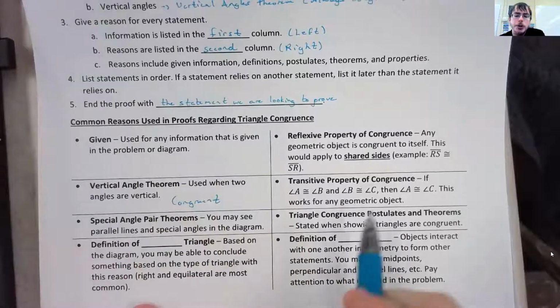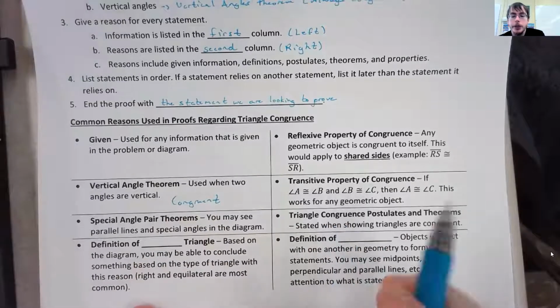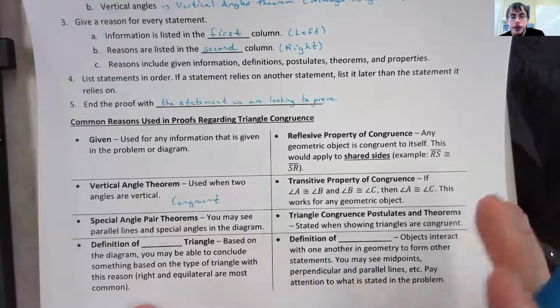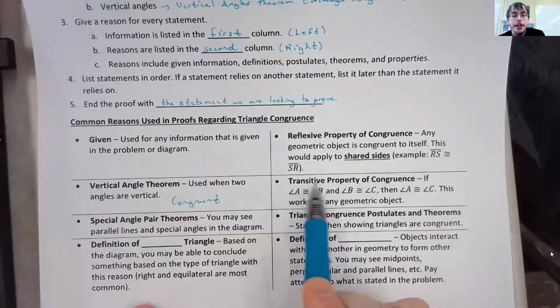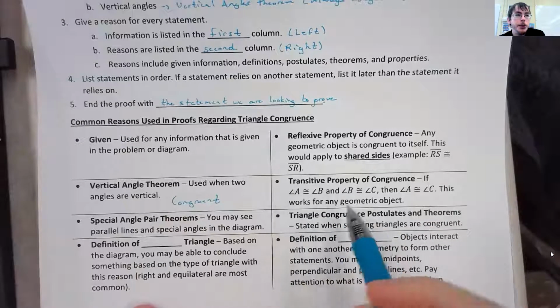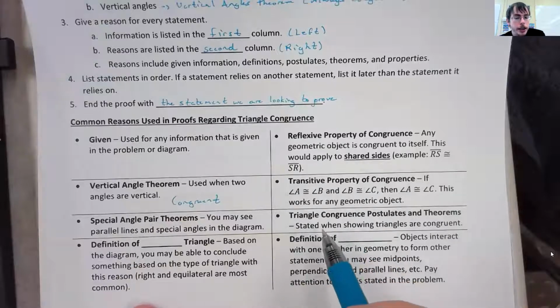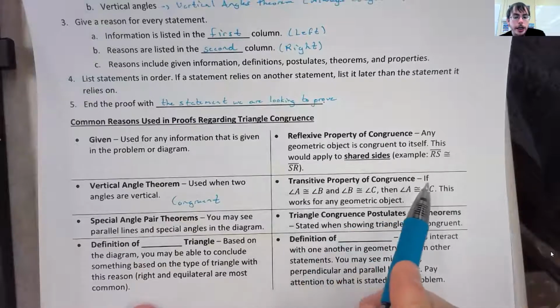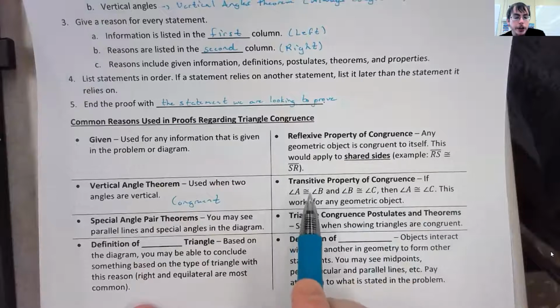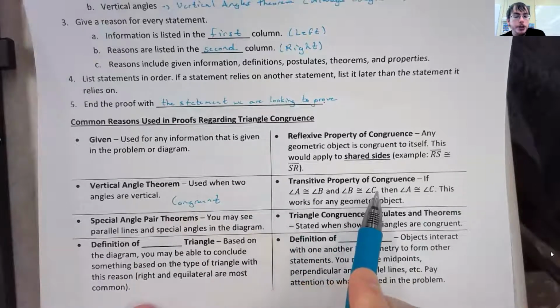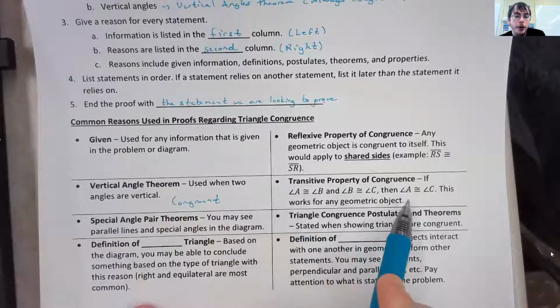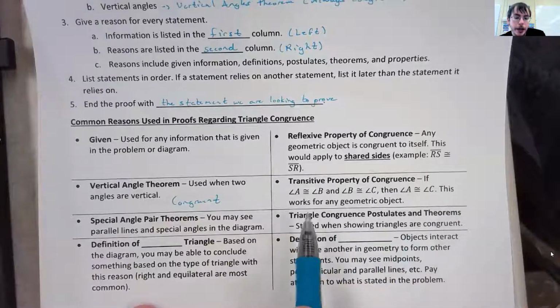Next up, this one's used a bit less frequently. We don't really use it, but just want you to know that it exists. The transitive property of congruence. This is similar to the transitive property of equality. So it states if angle A is congruent to angle B and angle B is congruent to angle C, then angle A is congruent to angle C. This works for any geometric object.